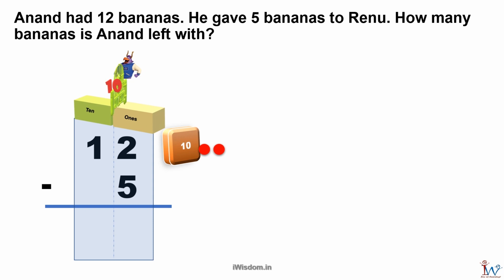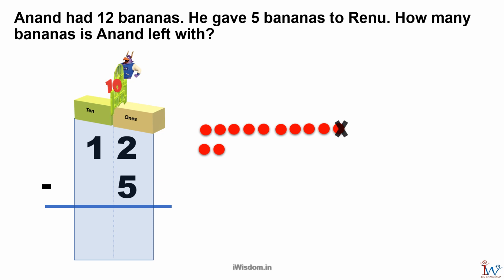Now I try to strike off 5 to be subtracted from the ones available. But there are only 2 ones with 12, which is not sufficient. So I go to Monster 10 gatekeeper, and ask him to unbundle the 10. The one bundle of 10 goes, and I get 10 ones. Now I strike off 5 from the available ones.